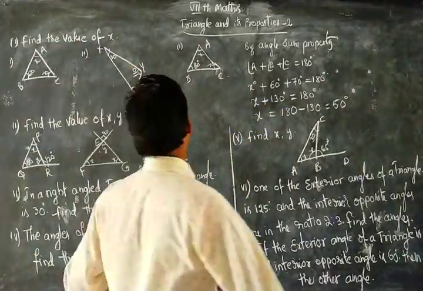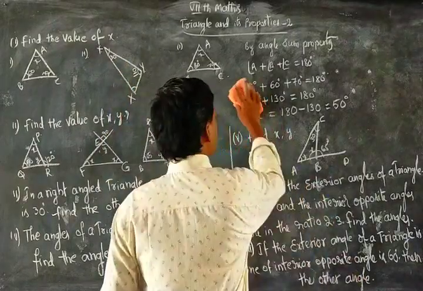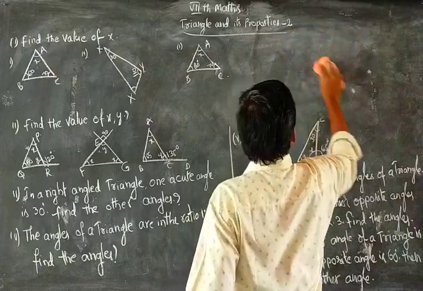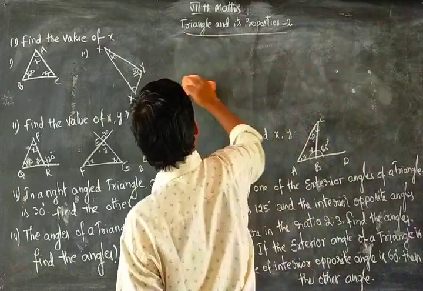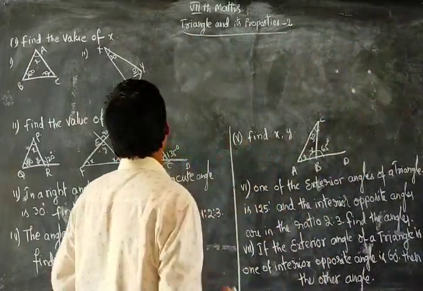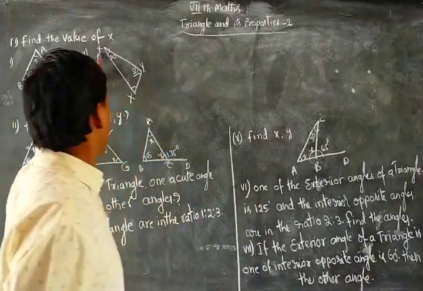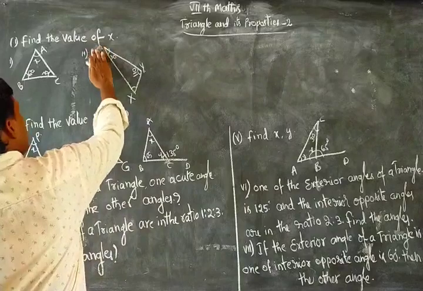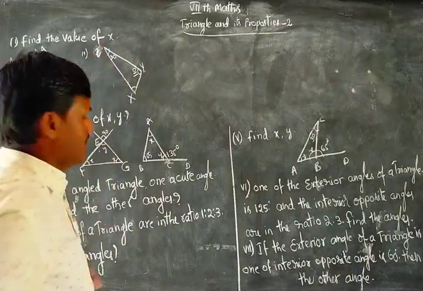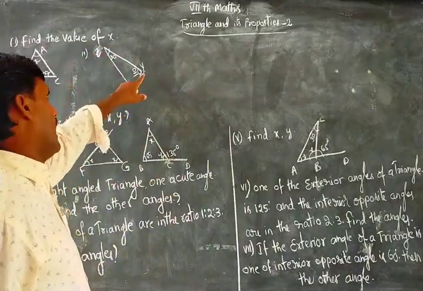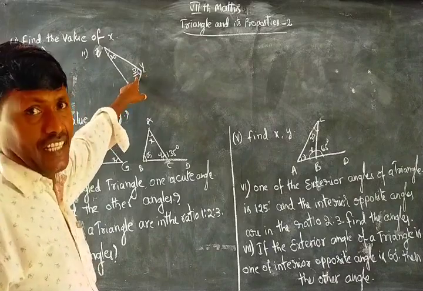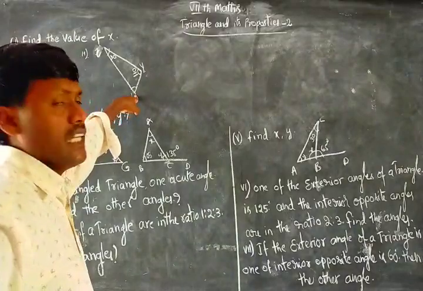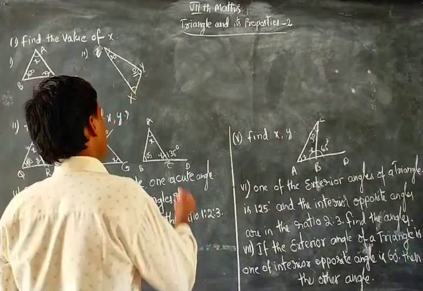Next we are going to do this problem. Here he gave x, y and z. Angle y is equal to 110 degrees. Angle z is equal to 30 degrees. We have to find x. We will try to solve this.